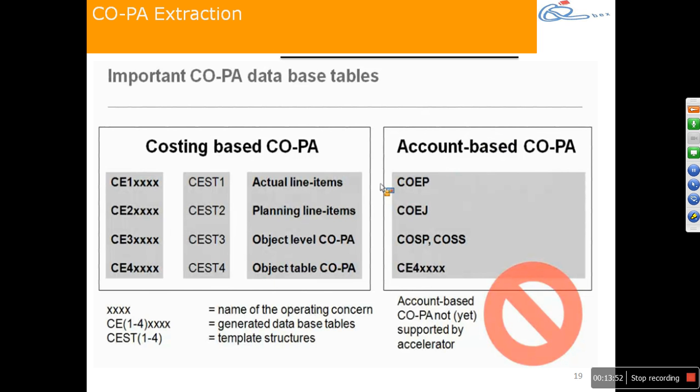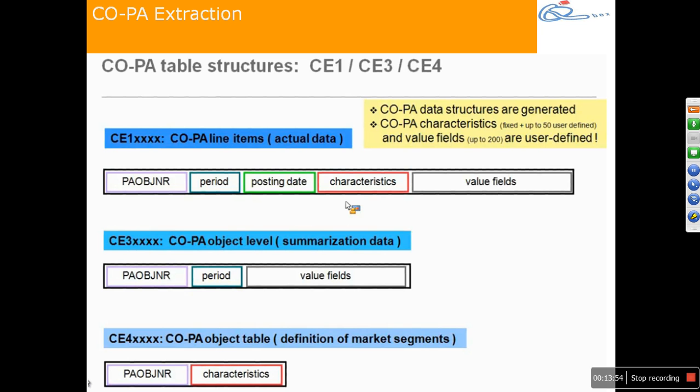It's all maintained in the back end automatically. Sorry, I said it in reverse. C1 is with all the line items in the line item database. C4 will have object number and characteristics, and C3 will have object number and value fields. So object number is like a dimension ID.